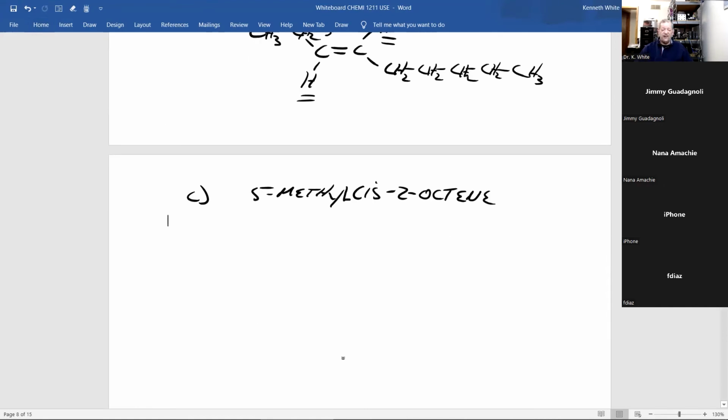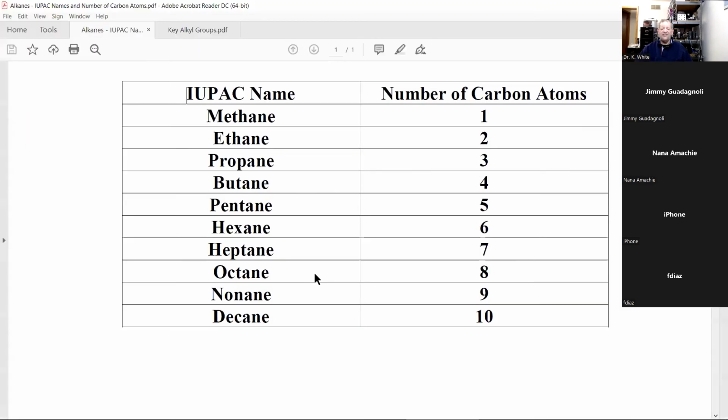And in case you forgot or haven't learned, octane is 8. And don't forget, if you drive by a gas station, half the weight of gasoline is alkanes, mainly isomers of octane.